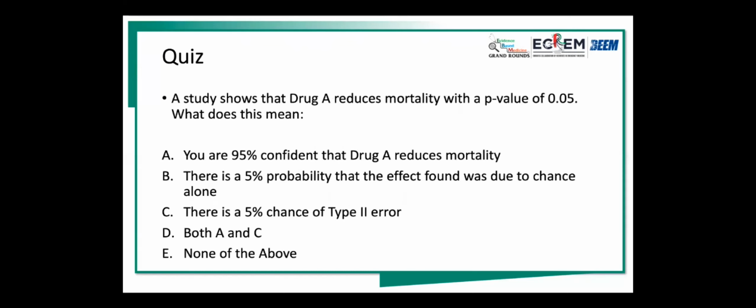Question 2. A study shows that drug A reduces mortality with a p-value of 0.05. What does this mean? Option A, you are 95% confident that drug A reduces mortality. Option B, there is a 5% probability that the effect found was due to chance alone. Option C, there is a 5% chance of type 2 error. Option D, both A and C, or option E, none of the above.